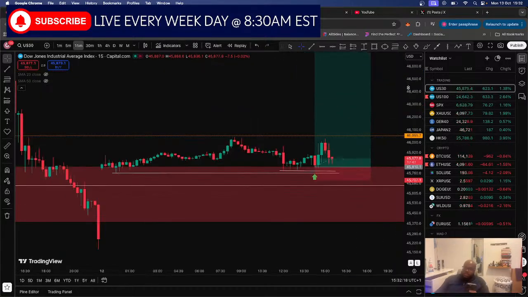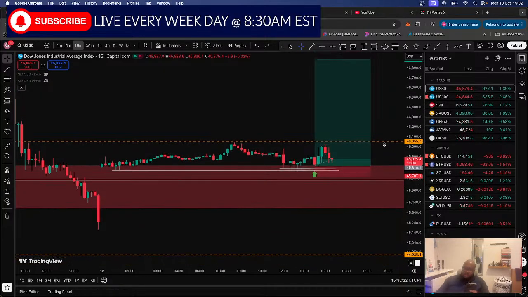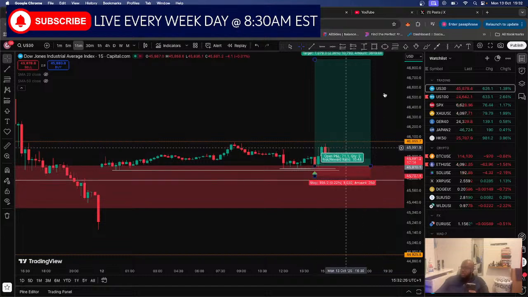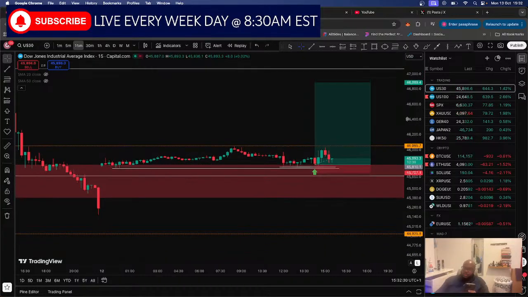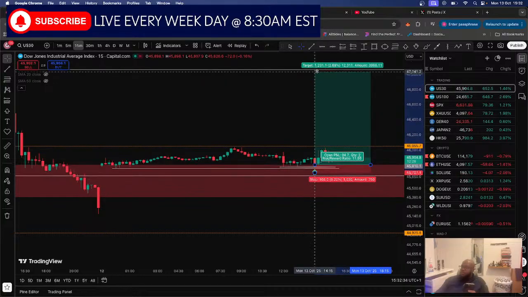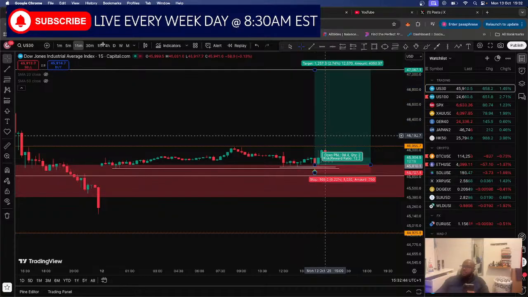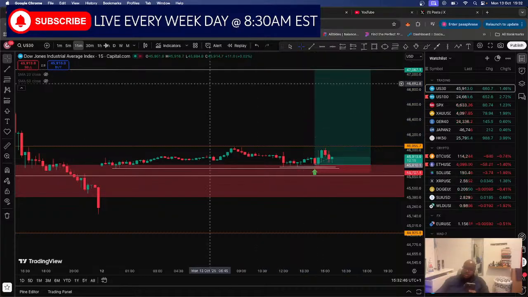Alright, so I'm looking for this candle to turn green. I've put my risk back on the table, which is just a 100-point stop loss. And I'm looking for this to turn massively green. My overall target's going to be up here. I'm going to try to take partials off somewhere in this level.